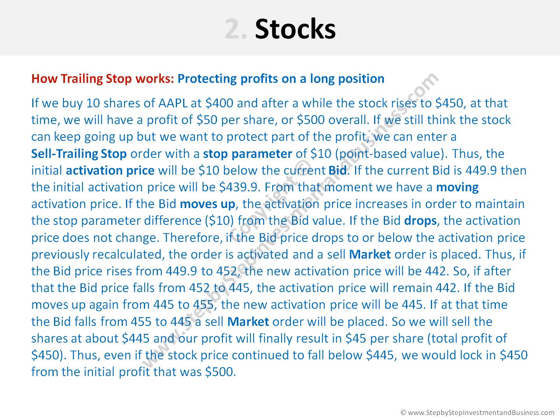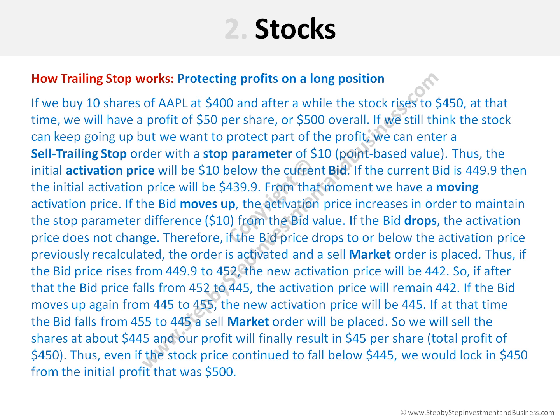In this case, we are defining the stop parameter as a point-based value. Thus, the initial activation price will be $10 below the current bid. If the current bid is $449.9, then the initial activation price will be $439.9, that is, $10 below. From that moment, we have a moving activation price. If the bid moves up, the activation price increases in order to maintain the stop parameter difference from the bid value. If the bid drops, the activation price does not change.